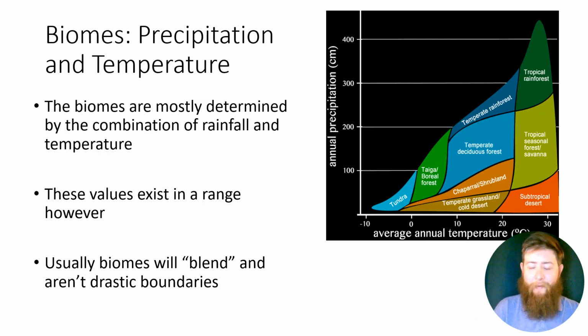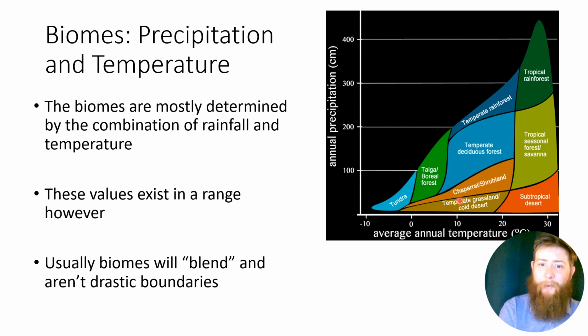And the final thing we're going to talk about is the association between precipitation and temperature and where your biome is. Most of these are determined by a combination of rainfall and temperature. Those are the two most important things, and they exist in a range. So if you are in a really cold area, almost down to freezing, right around 10 degrees Celsius, but have 100 centimeters of rain, you're a temperate deciduous forest. But if you're the same temperature, this 10, and you get less rain, now you're a chaparral or a shrubland.